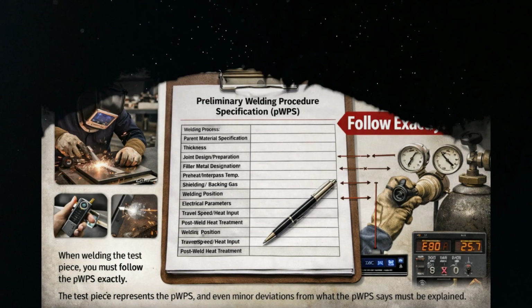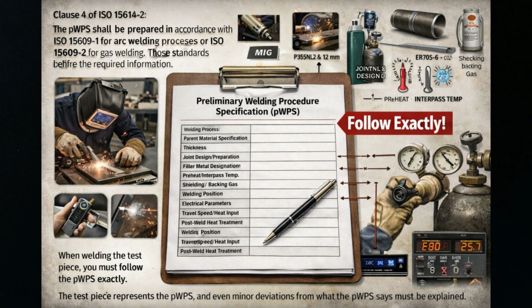Clause 4 of ISO 15614-1 is short but important. It simply states that the pWPS shall be prepared in accordance with ISO 15609-1 for arc welding processes or ISO 15609-2 for gas welding. Those standards define exactly what information the pWPS must contain.